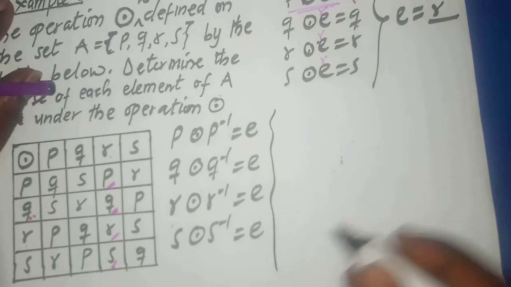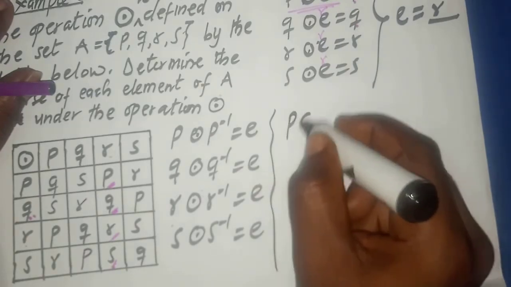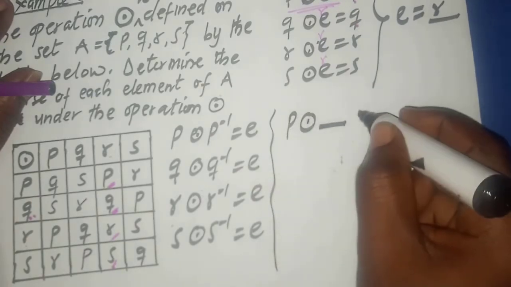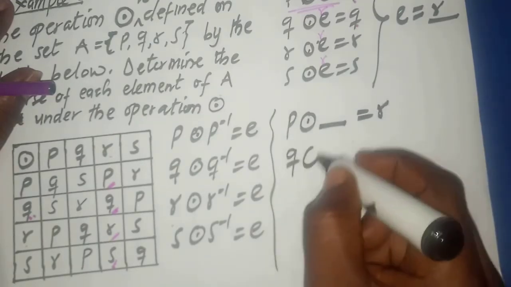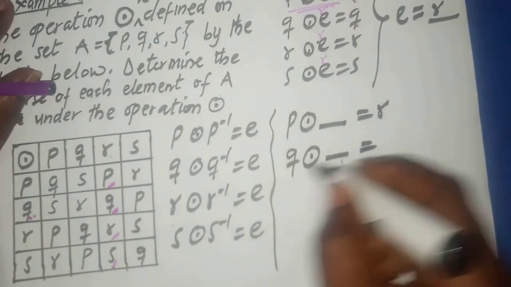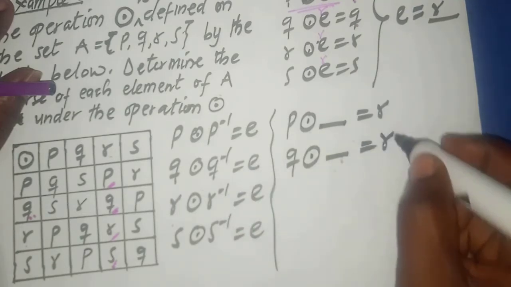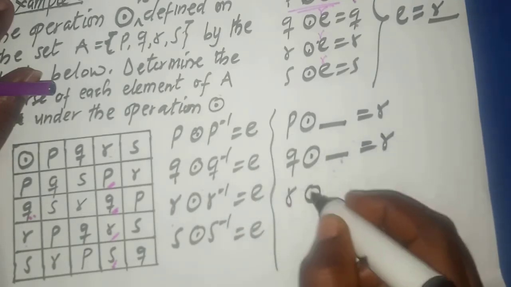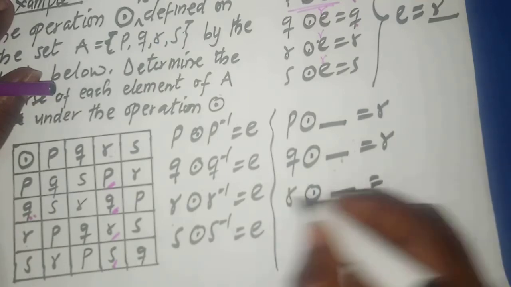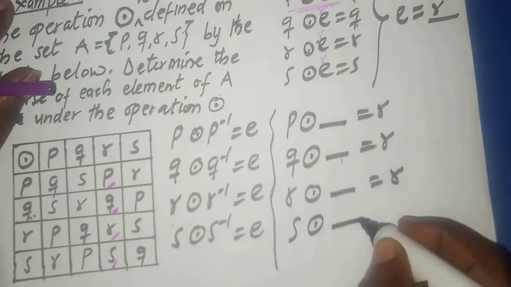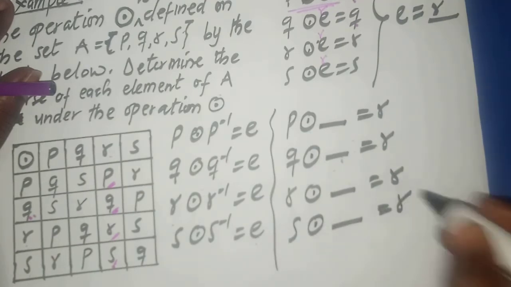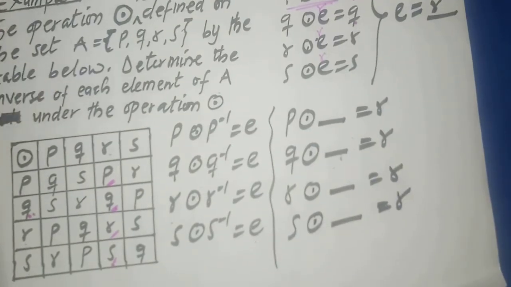So now we say that P operation, which element will give us the identity element, which is R, and then Q operation, which element will give us the identity element R, and then R operation, which element will give us R, and then S operation, which element will give us R. That's what we are going to do.